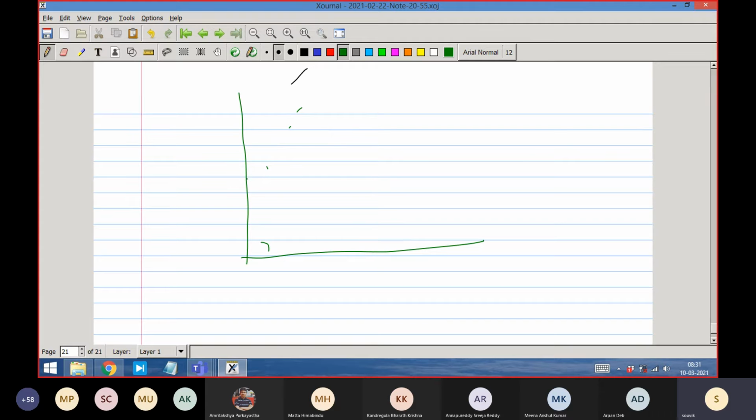So this is the first characteristics, and what is happening?